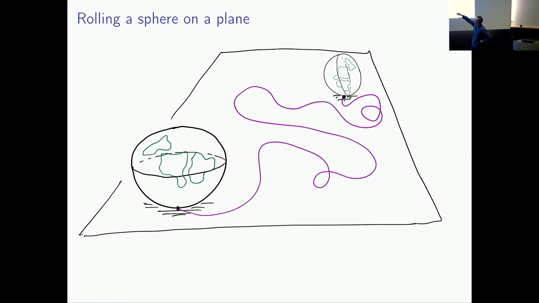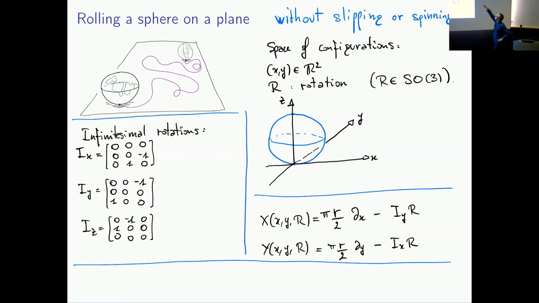Again, what is the phase space? In this case, the sphere in space is described by where it touches the plane, so the XY coordinates, and how it is oriented in space, which is a rotation, an element of SO3. So the space of configuration is XY and a rotation, an element of SO3. So the space of configuration has dimension 5: R2 has dimension 2 and SO3 has dimension 3.